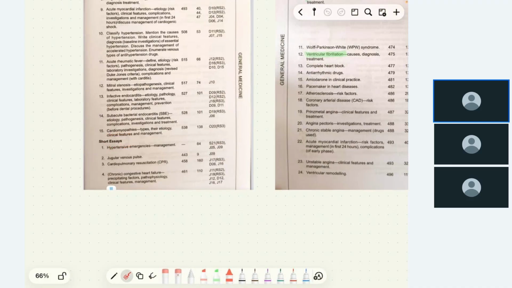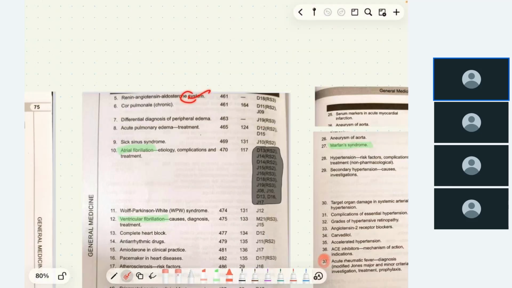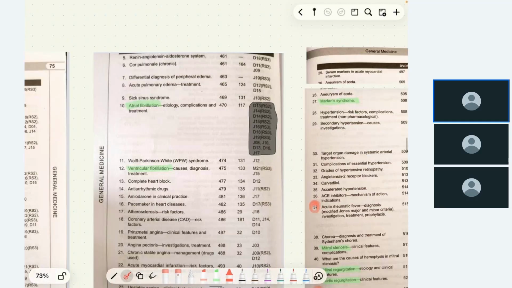Hypertensive emergency management, we saw JVP, we mentioned here and there, so you can read it once. CPR, you can read. Congestive heart failure, we have discussed under 10 marker. RAS system, we discussed under 10 marker. Cor pulmonale, we discussed under 10 marker. Differential diagnosis of peripheral edema, we discussed while discussing surgery topic, and also you can brush it up. It's an easy question. Acute pulmonary edema, we discussed in acute decompensated heart failure.